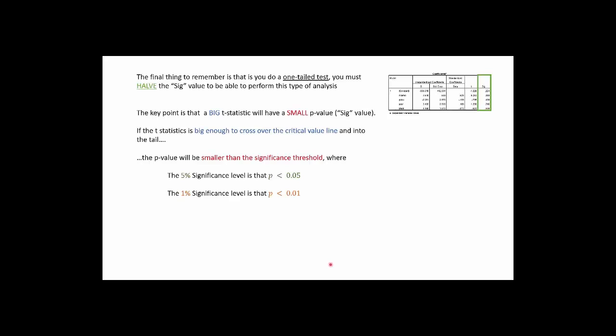Or we could have a weaker test. We could look at the 10% significance level. That's the 0.05 column on your tables, and in that case p has got to be smaller than 0.1, so it hasn't got quite so far to travel. Okay, so you might well find that some of these sig values pass the tests for this level, but maybe not for this level.